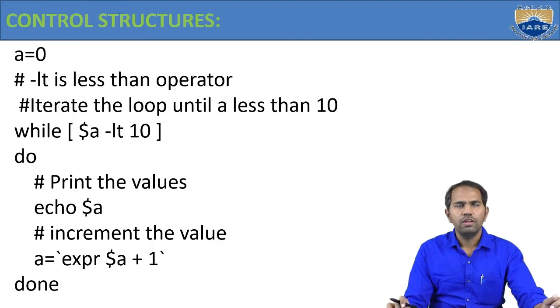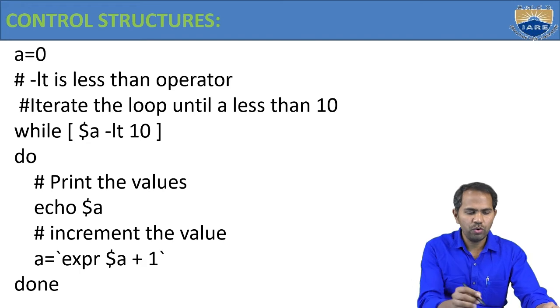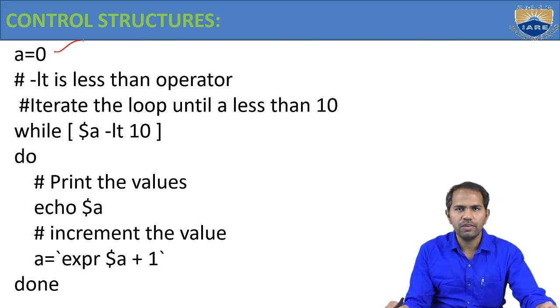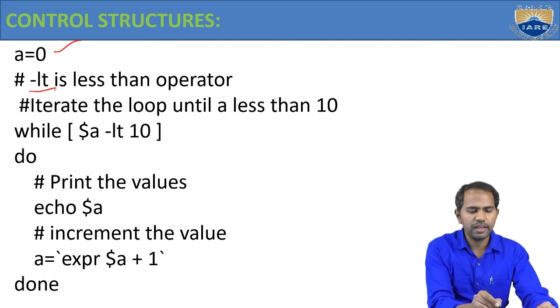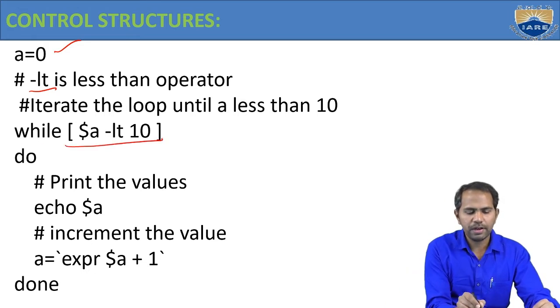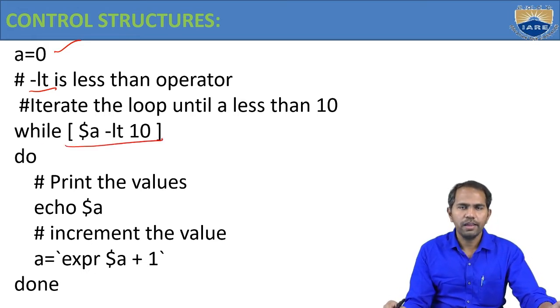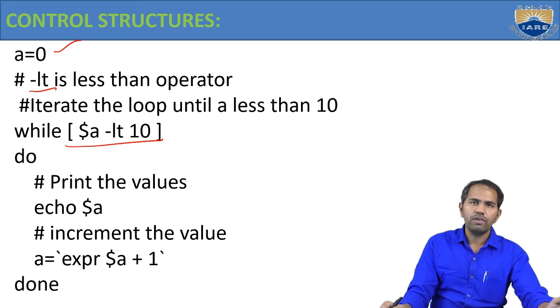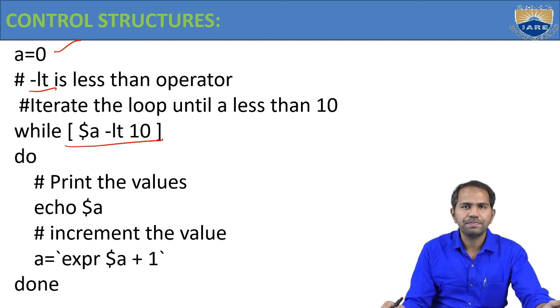See an example now. Consider a value of 0. I'm taking a as 0. Use the option -lt, which is the less than operator. Here we iterate the loop until a is less than 10. Now in the while command, I write $a, what is the value of a, -lt, less than, 10, which is a numeric value.